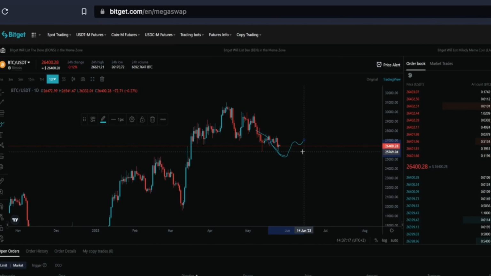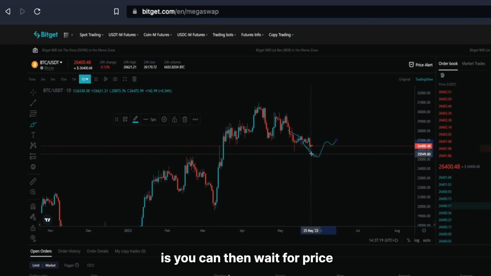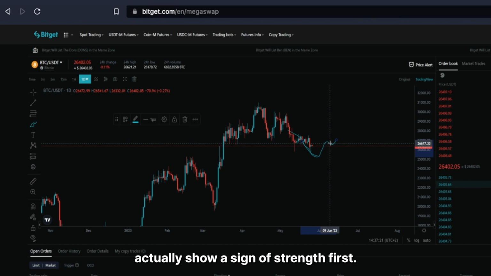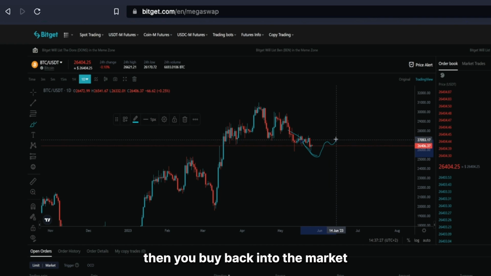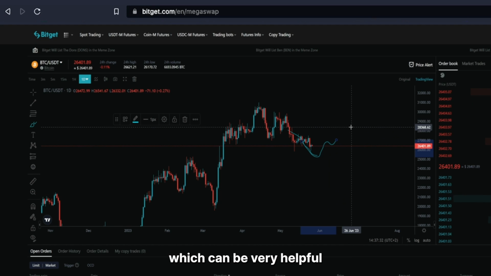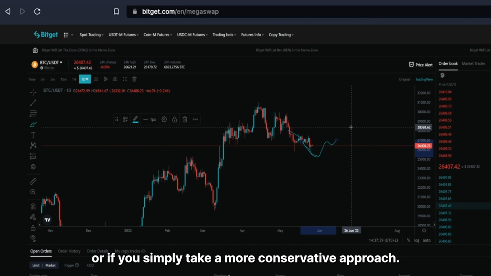1 Bitcoin. Now what this does is you can then wait for price to actually show a sign of strength first, and then if a certain price point has been hit, you buy back into the market, which can be very helpful if, let's say, you are just not sure whether this is going to drop further or if you simply take a more conservative approach.